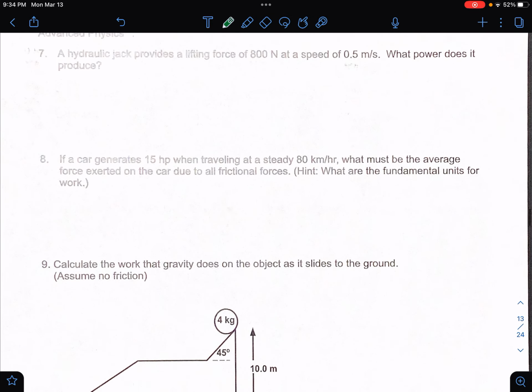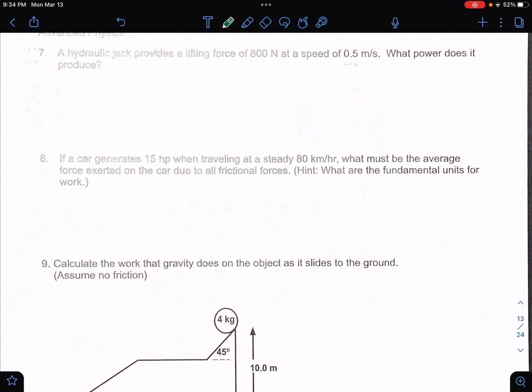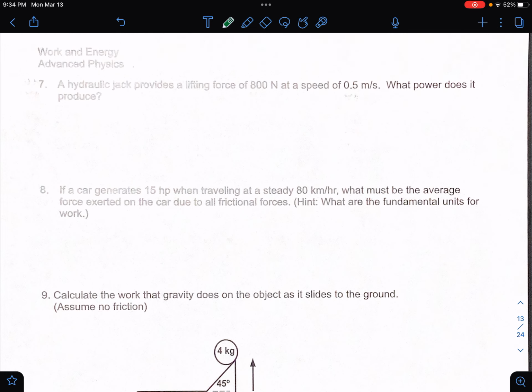So let's move on to number 7. Number 7 says a hydraulic jack provides a lifting force of 800 newtons. Now, I already gave you force right here. I didn't give you mass because remember, force is mass times gravity. In this case, I just skipped this part and told you what force was. So you don't have to have a mass if I told you what the actual upward force would be. I just gave it to you already. At a speed of 0.5 meters per second. So there's your velocity. So what power does it produce?